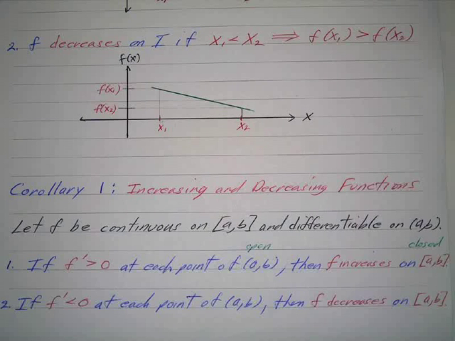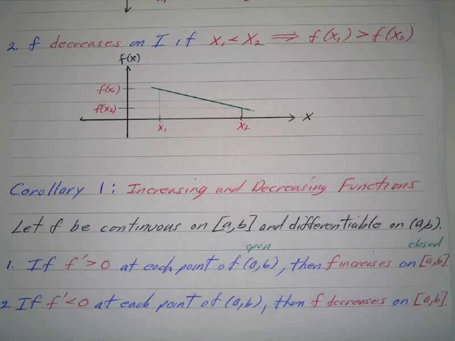Okay, here's this corollary I was talking about. This is corollary 1, increasing and decreasing functions. Let f be continuous on the closed interval [a, b] and differentiable on the open interval (a, b). That sounds like the mean value theorem, and that's how we actually prove this corollary, by using the mean value theorem. But actually, it's more a statement of notation.